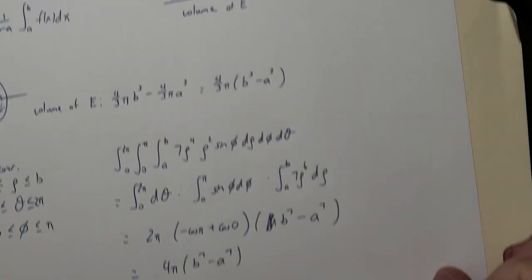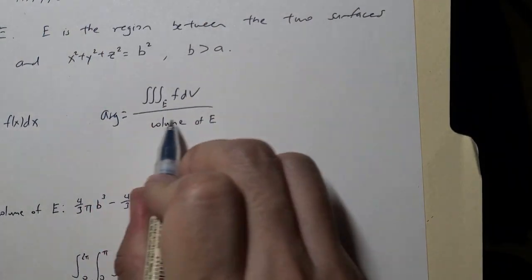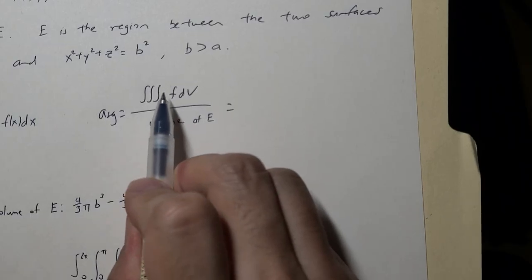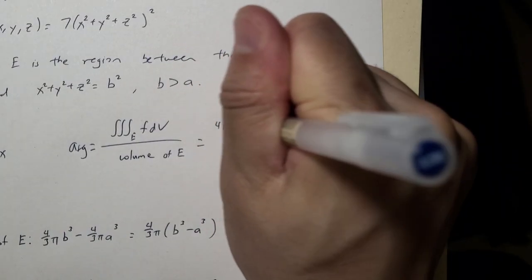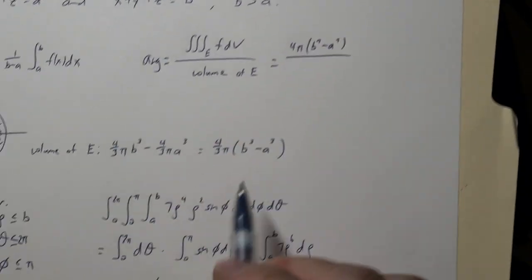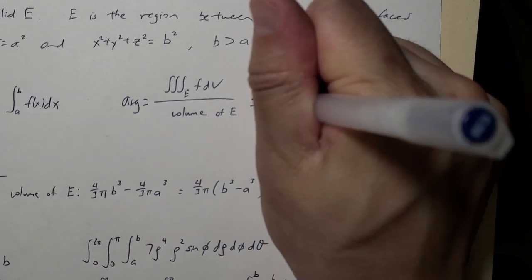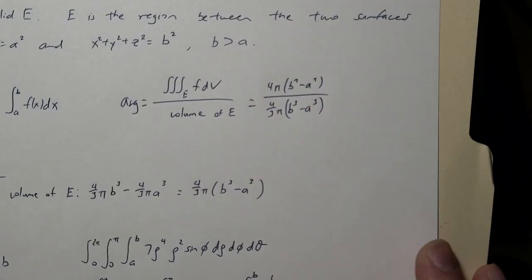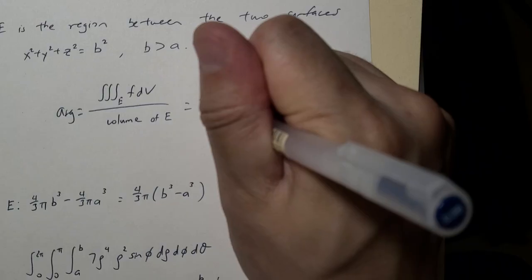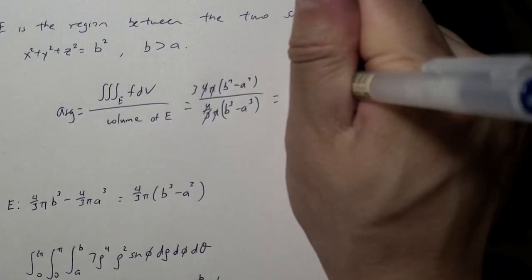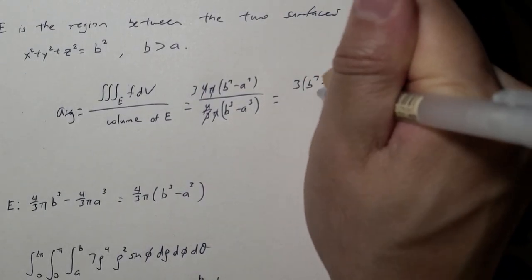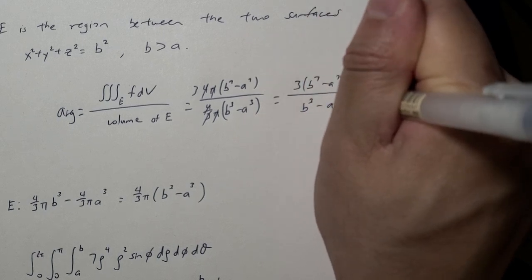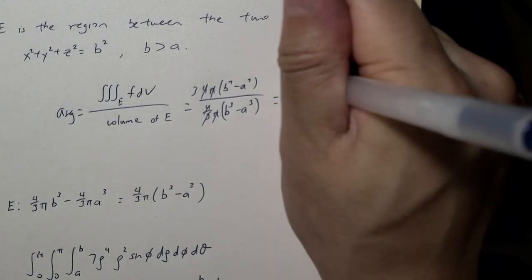Okay, so we got this triple integral now, we have both pieces. So I'll say the average equals this, which is the triple integral we found on top. It's 4 pi times B to the 7th minus A to the 7th over the volume of E, which we have over here. So 4 over 3 pi times B cubed minus A cubed, yeah? And this simplifies to, so it's 3 on top, so it'll be 3 times B to the 7th minus A to the 7th over B cubed minus A cubed. And that's our answer.